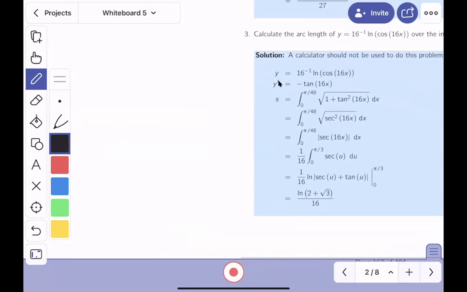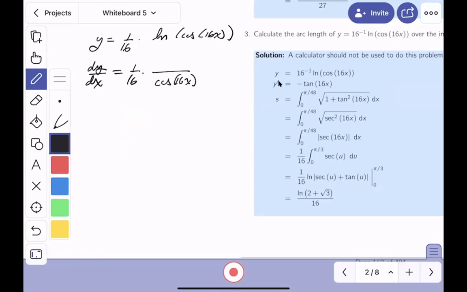What's the work going to be? Well, y is equal to 1/16 times the natural log of the cosine of 16x. So my first goal is to get the derivative, dy dx. What's 1/16 times, let's see, the derivative of natural log is 1 over its argument. So it's going to be cosine 16x. And then I'm going to take the derivative of the argument, which is going to be minus sine 16x times 16. Well, this simplifies nicely to just minus tangent of 16x. That was pretty simple.